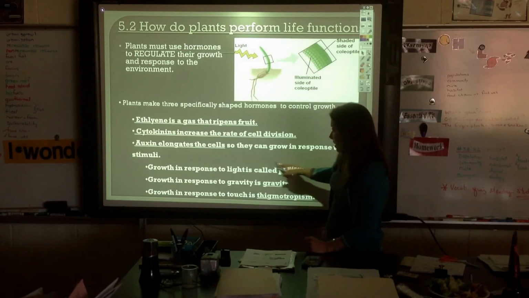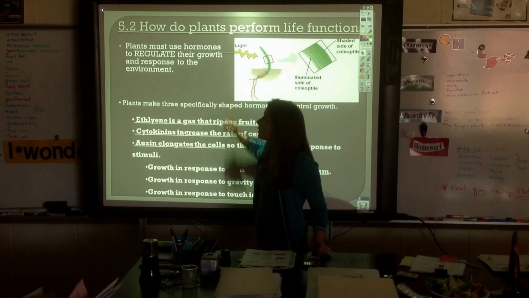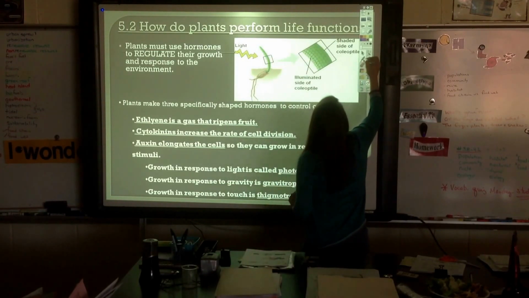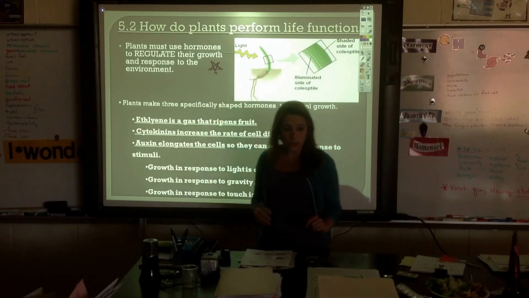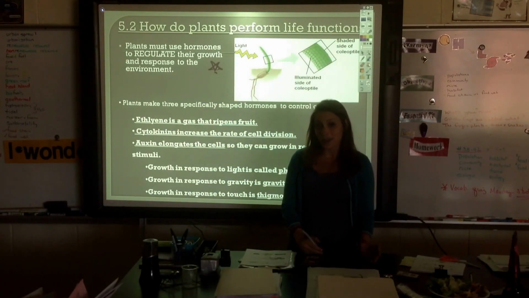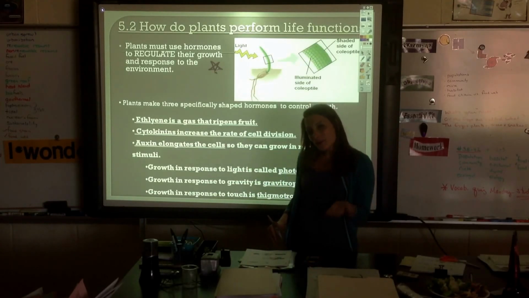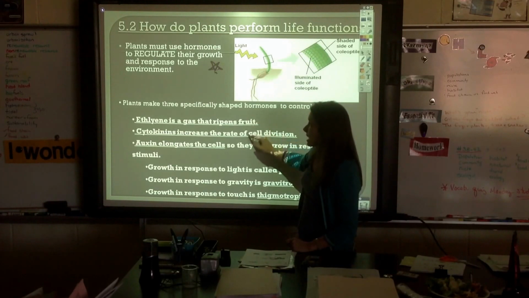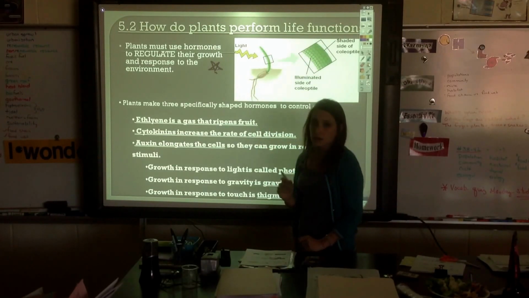So we're talking about some growth responses. Plants use hormones to regulate their growth and response to the environment. So we want to put a big star by this statement. Plants use hormones. When you hear the word hormone, you probably think of a teenager and how hormones rage in their bodies. But hormones are really just signaling molecules. They're just a molecule that can send a message. And so we're going to see three main signaling molecules: ethylene, cytokinin, and auxin.